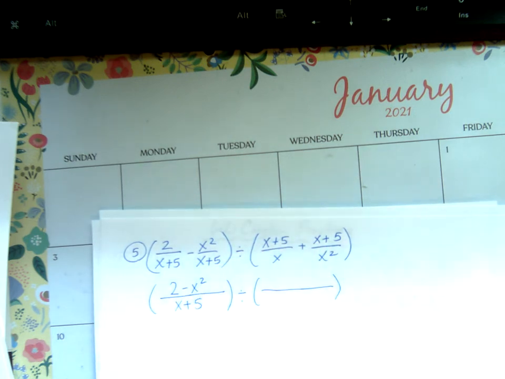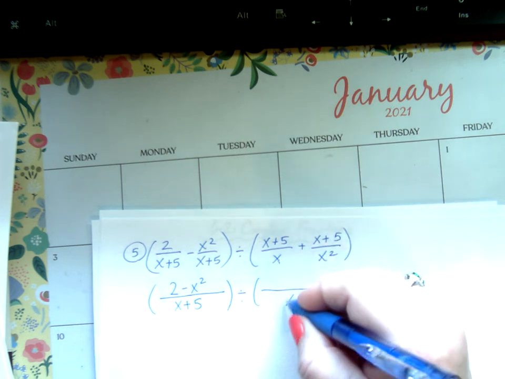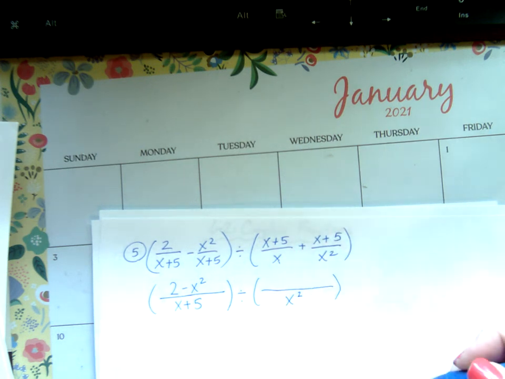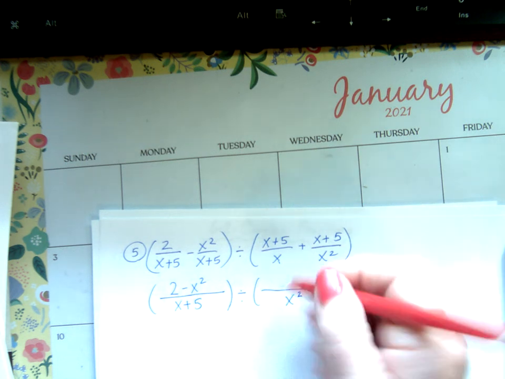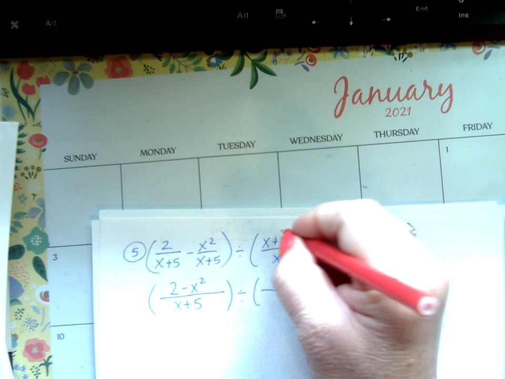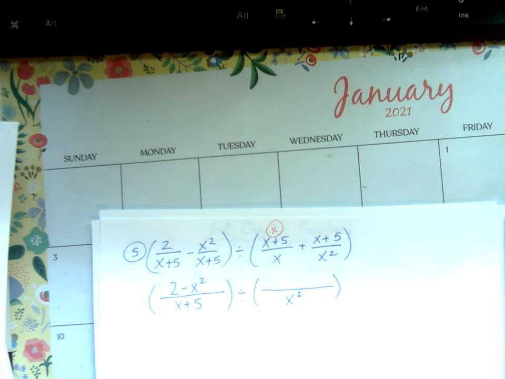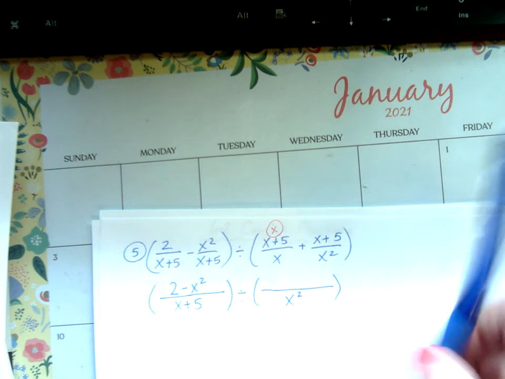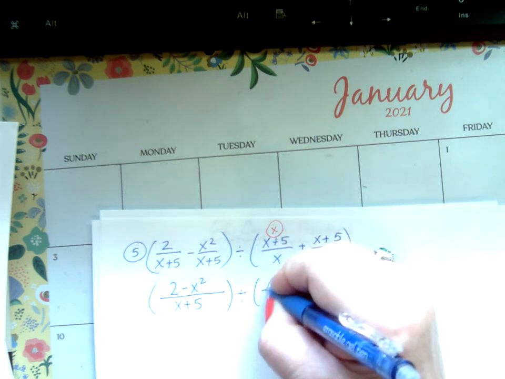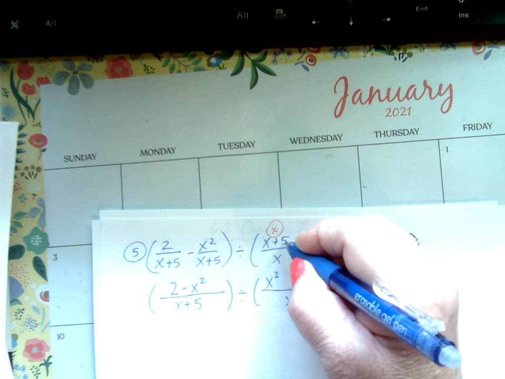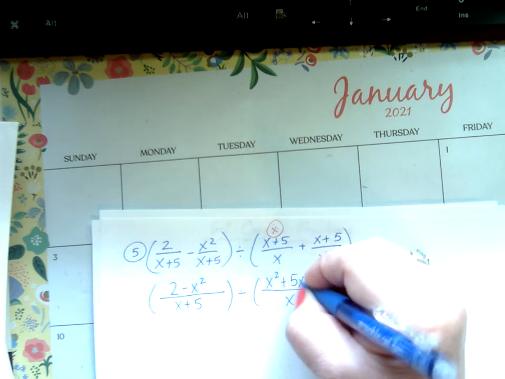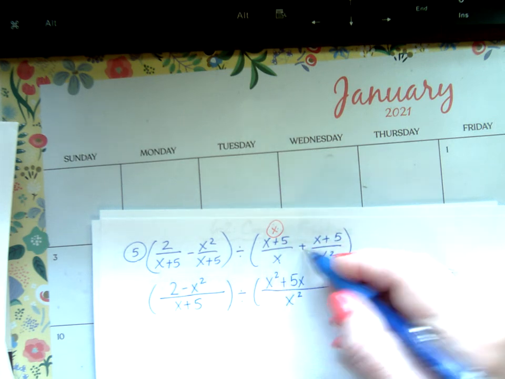But the second set's not quite so easy. I have an x and I have an x squared. That means my common denominator is the larger, the x squared. And when I do my comparisons, I'm trying to take an x and turn him into an x squared. So this guy needs to be multiplied by x. This guy's an x squared already. He doesn't need to be multiplied by anything. So my new top is going to be x times x is x squared. X times positive 5 is positive 5x. This guy's a plus, so I can just keep it plus x plus 5.